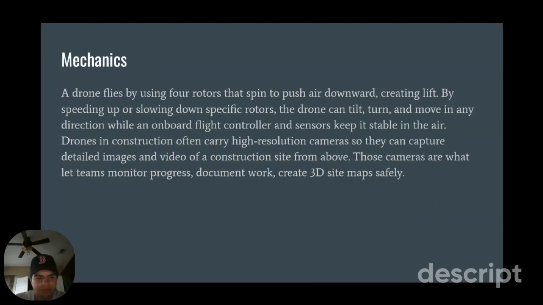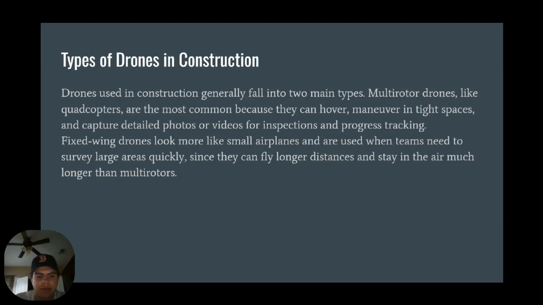The mechanics. A drone flies by using 4 rotors that spin to push air downward, creating a lift. By speeding up or slowing down specific rotors, the drone can tilt, turn, and move in any direction while onboard flight control and sensors keep it stable in the air. Drones in construction often carry high-resolution cameras so they can capture detailed images and videos of construction sites from above. Those cameras are what let teams monitor progress, document work, and create 3D site maps safely.